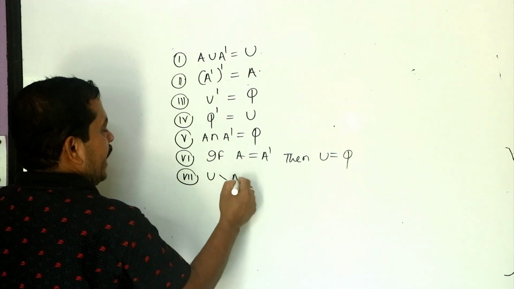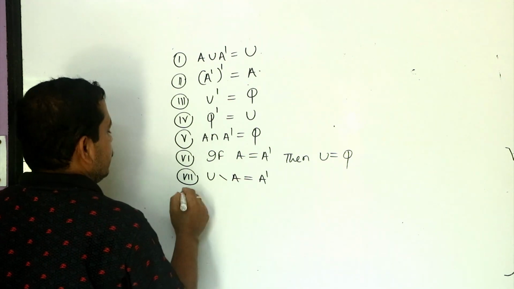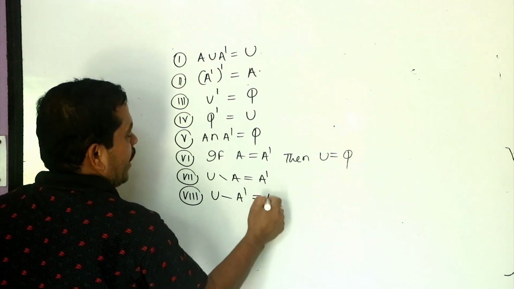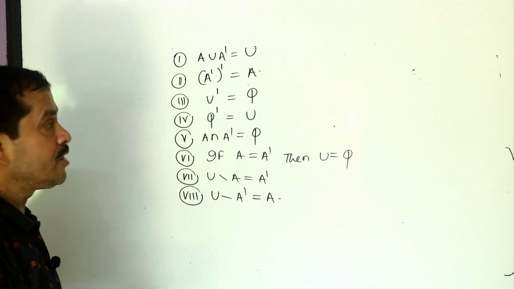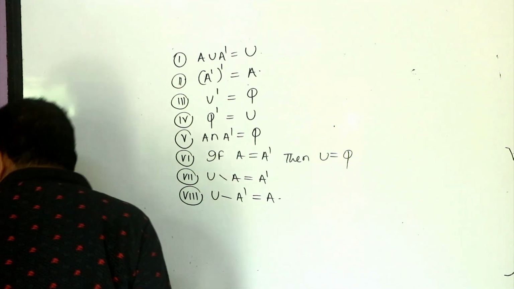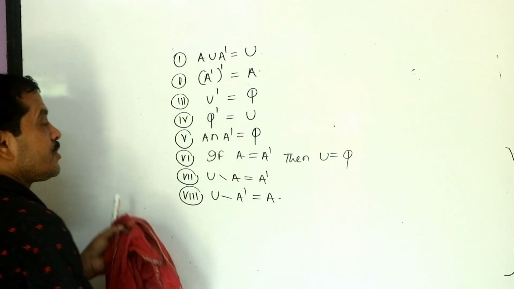U difference A equals A dash. U difference A dash equals A. Those are the basic properties of the complement of set A. You have to remember this. Then you can solve some short questions.